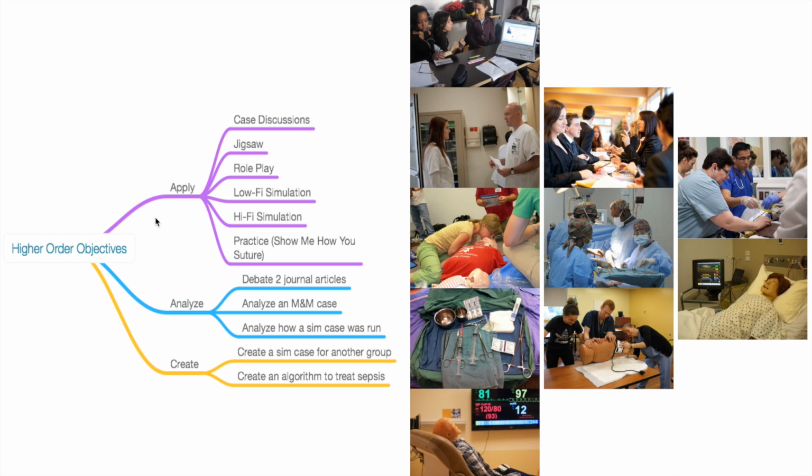And so here are some other methods that you could use for your in-class exercises. I broke it down to 3 different Bloom's taxonomy labels: application, analysis, and creation. And so you can do case discussions, simulation practice, like show me how you suture. For analysis, you can analyze articles, or you can analyze how someone managed a simulation case. Or for creation, maybe they have a project which their job is to create something, like create an algorithm, create a sim case.